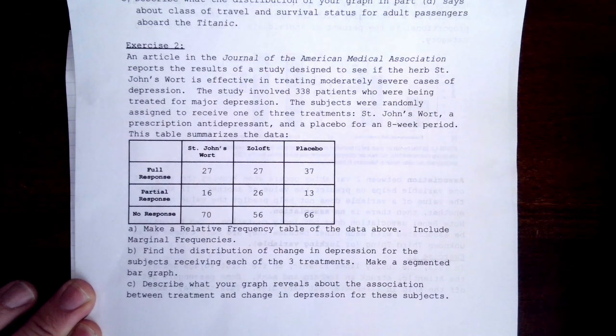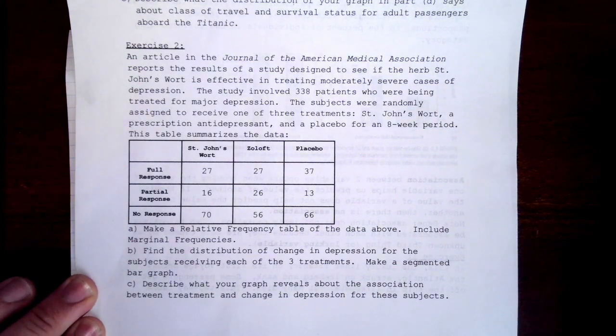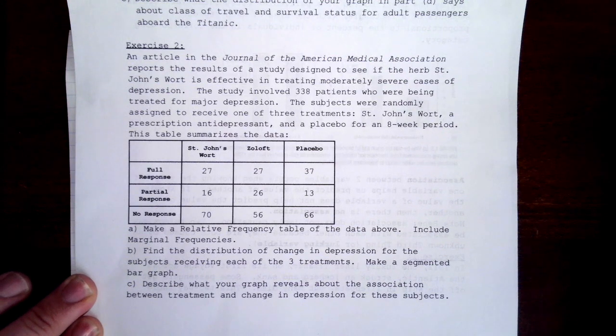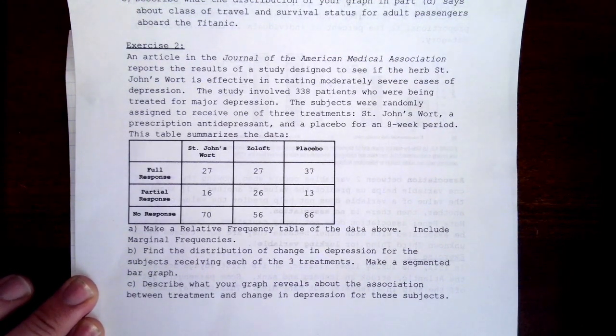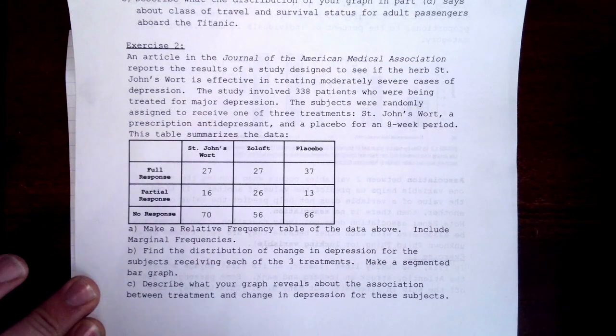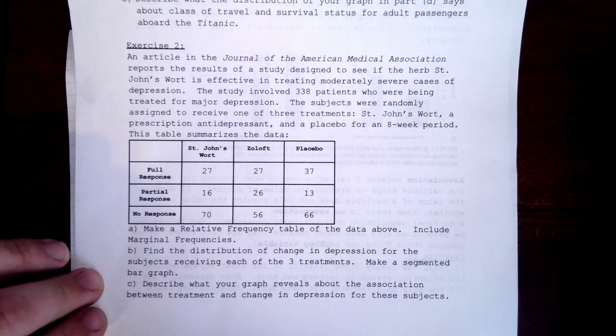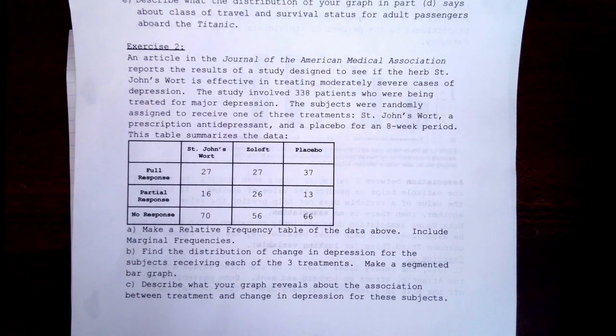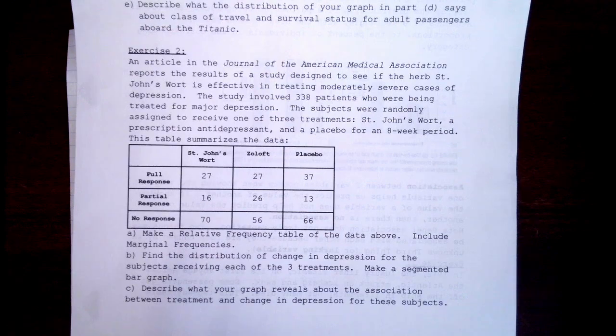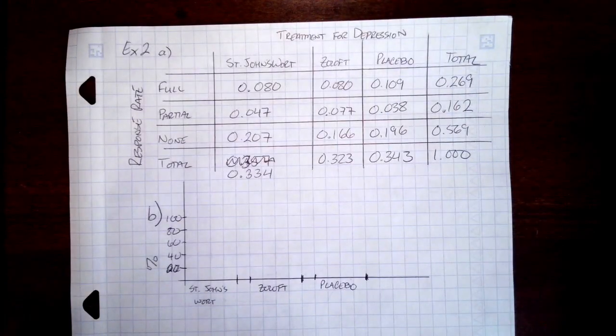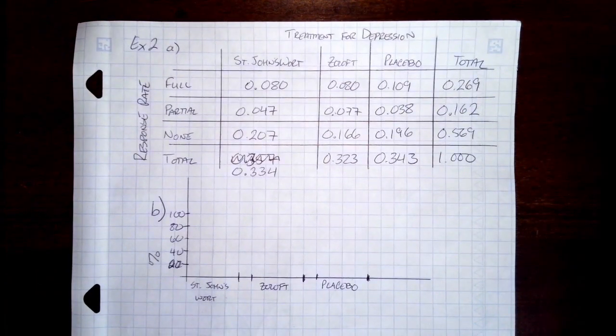be our x-axis. We want to make a segmented bar graph, segmented into the 3 different types of response: full, partial, and none. And then describe what your graph tells us about the association between the treatment and the change in depression. So the relative frequency table, again, is just dividing by your grand total and then adding in the marginal frequencies. So I've done that already to speed us up a little bit.